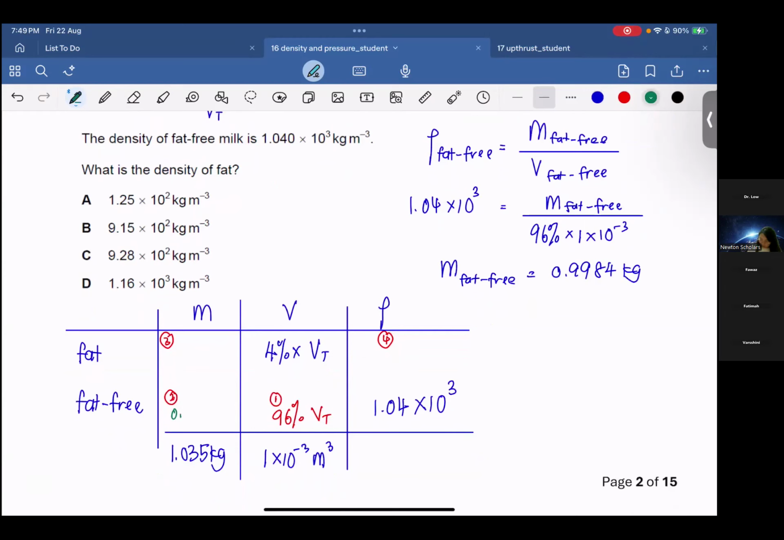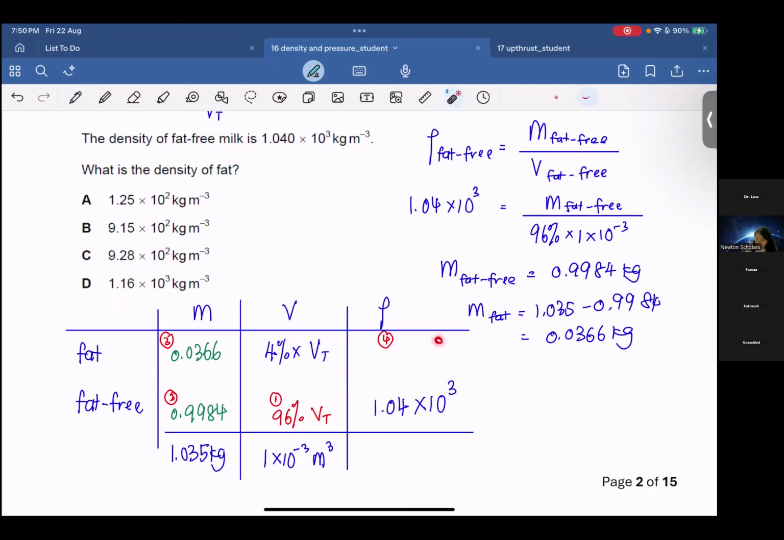So here, 0.9984, not 0.899. Wait, 0.9984. Okay, so when I know the total and the fat-free mass, of course I can calculate the fat. The mass for the fat: you use 1.035 minus 0.9984. So my answer is 0.0366 kg. Okay, basically only the last step is left.